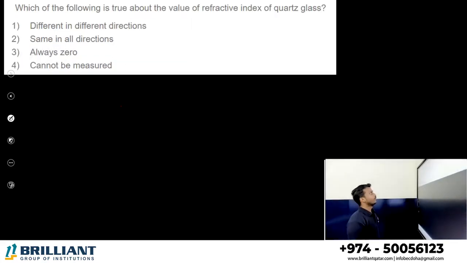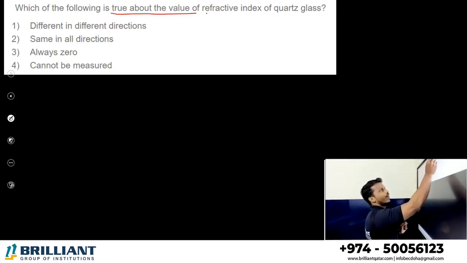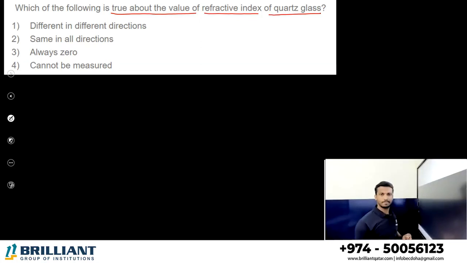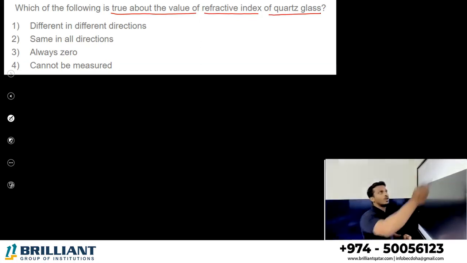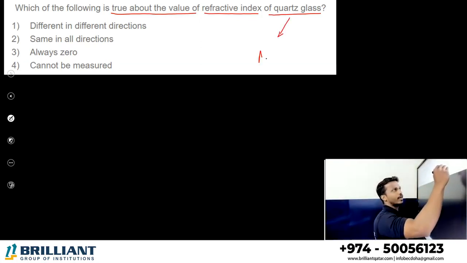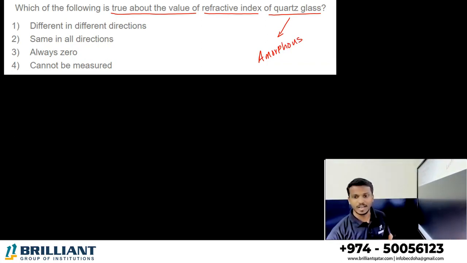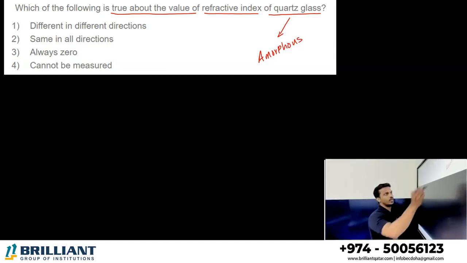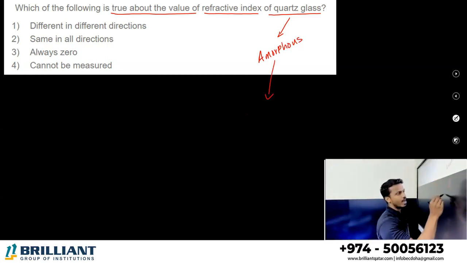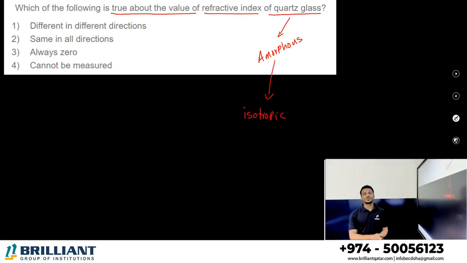Third question. Which of the following is true about the value of the refractive index of quartz glass? We just said quartz glass belongs to which category? That is an amorphous solid. In an amorphous solid, what is the speciality we discussed? Amorphous solids are isotropic in nature.